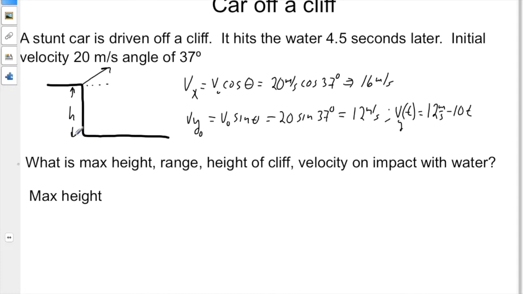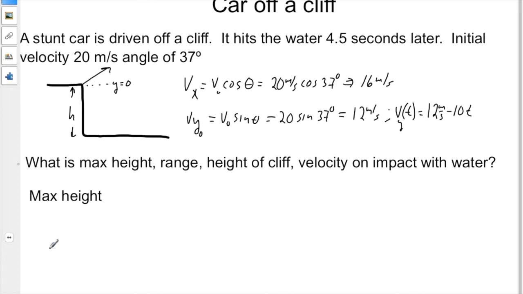One of the first things you have to do in a problem like this is determine what you want to call a height of zero. For no great reason, I'm going to say that this y here is 0. So when I determine how high the cliff is, I'm going to come up with a negative number for the height.